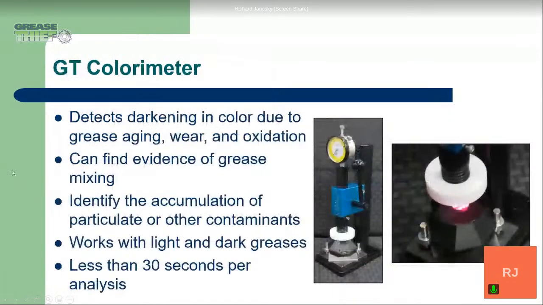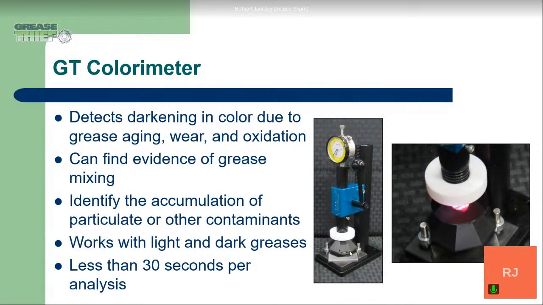So here we see the grease thief colorimeter. On here we see the silver block. This sets the path length. So there are different blocks that we can put in that vary the thickness of the grease that's being scanned. That helps for darker greases to be able to make sure that we're getting an accurate representation of the color of the grease. When the color darkens, it could be due to grease aging, wear, or oxidation.